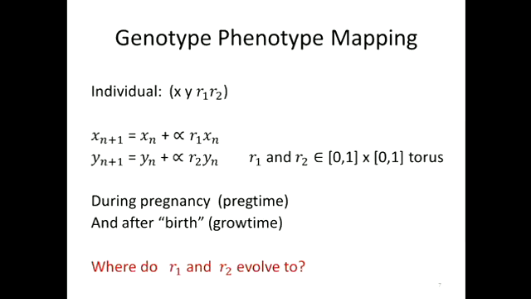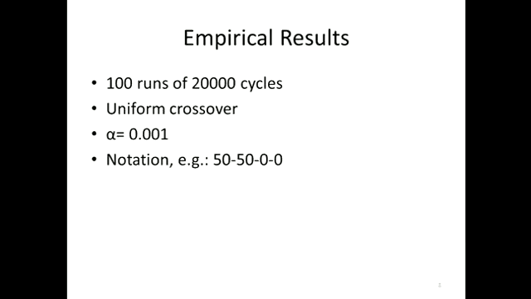The main question is, where do R1 and R2 evolve to? And that's the point. We want to show how this genotype-phenotype mapping evolves and where it evolves to, in which iterations. So hence we set up a lot of experiments. For each we did 100 runs of 20,000 cycles. And then there are some other things. I didn't even include the mutation rate, which is pretty low because you have such a low number of genes.